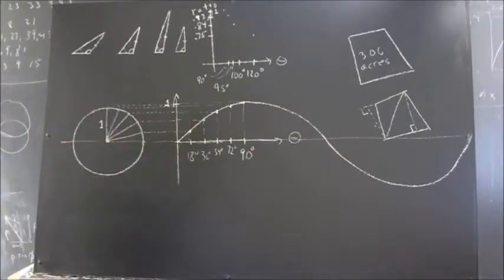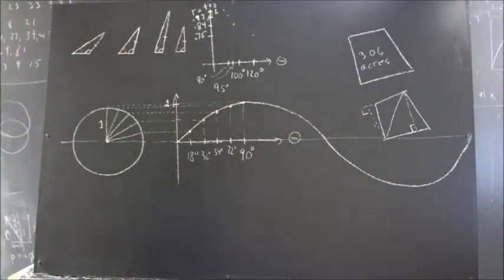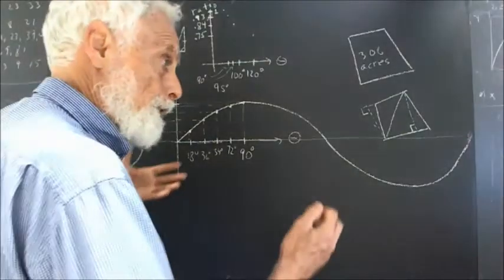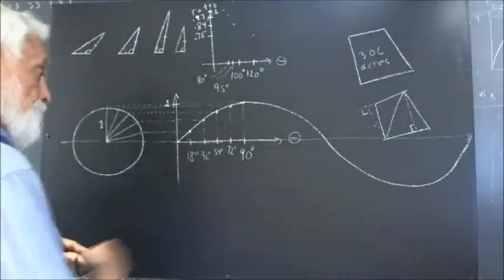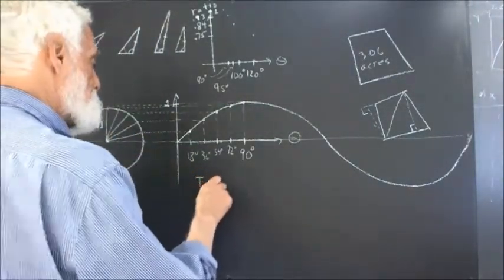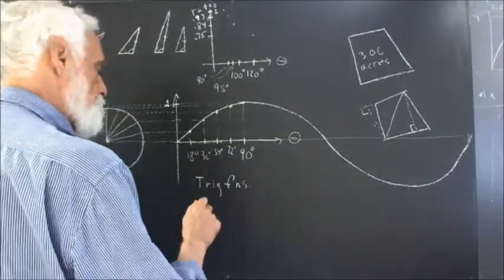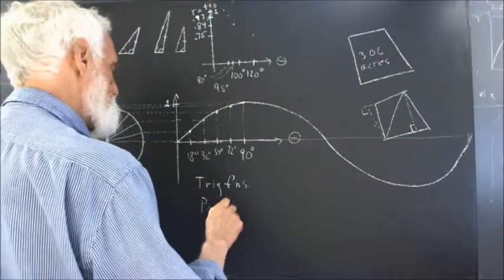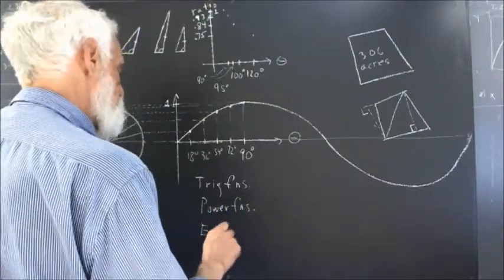So there are connections, and of course these sine and cosine functions that you get in trigonometry is a whole different class of functions with a whole different set of properties. So we have trig functions to add to what we've done with power functions and exponential functions.